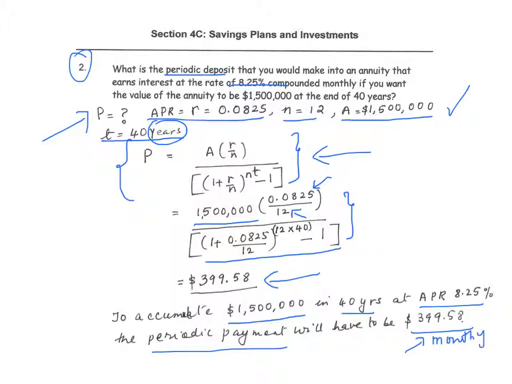because it's a payment every month. So that is our periodic payment. So given the accumulated amount, we figured out from using the formula what the periodic payment is. So a monthly payment of $399.58 is required to make that an accumulated amount of $1.5 million.